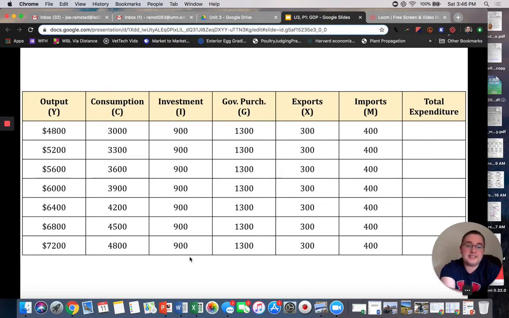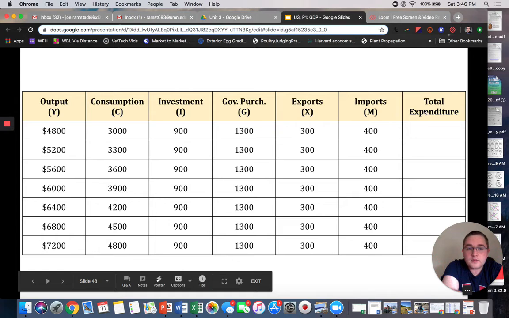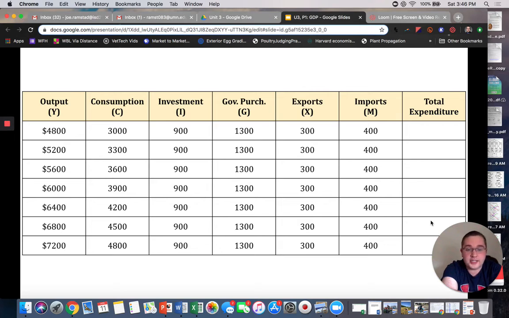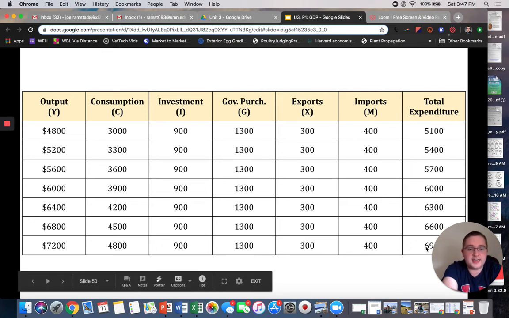Here's all your data. I want you to go to this total expenditure column and fill in all of these values. Go ahead, hit pause, add them up, and we'll see how you did. All right, let's check your work. You add these values together, C plus I plus G plus X minus M, and that gives us our total expenditure. This gives us 5,100, 5,400, 5,700, 6,000, 6,300, 6,600, and 6,900 for our total expenditure values in dollars.